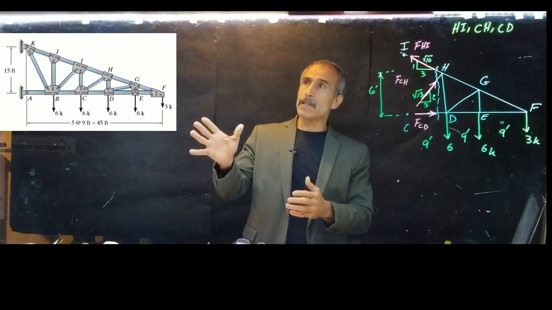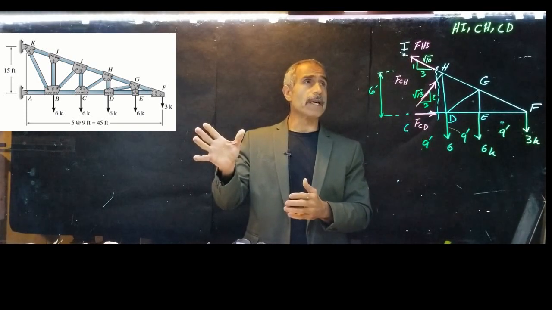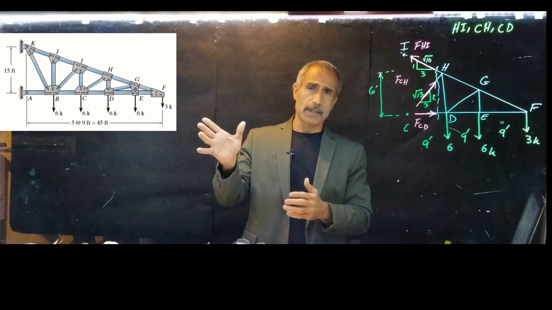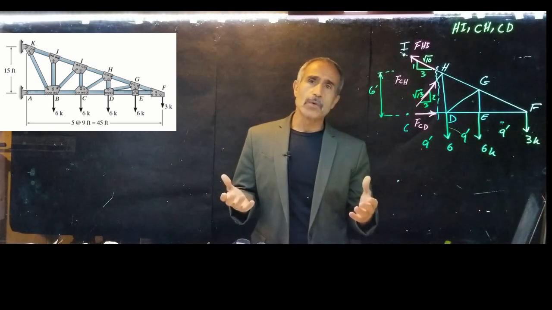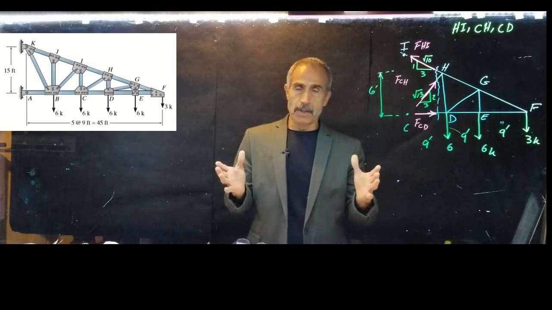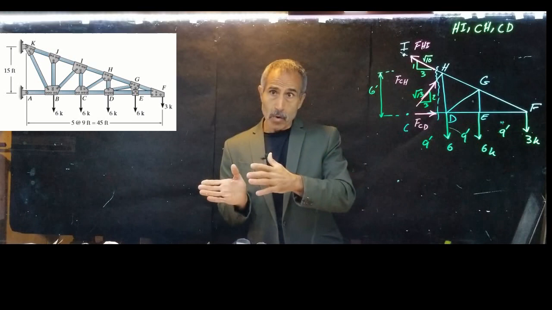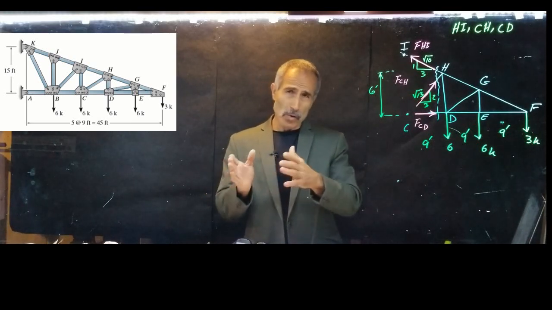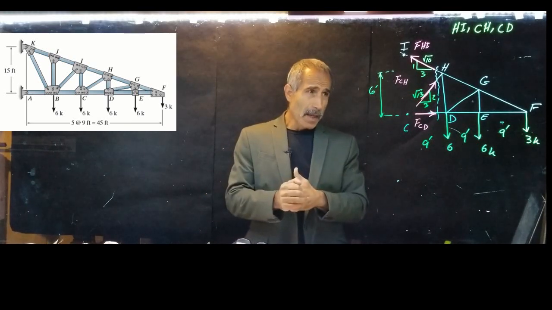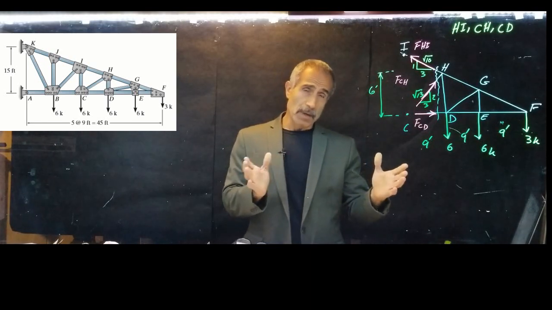So we have this truss right here, and we want to find the members HI, CH, and CD. One of the first things you do is take a look at the truss and find out the best way to find those members. Should I use method of joints, or should I use method of sections? When you look at this, method of sections makes more sense.